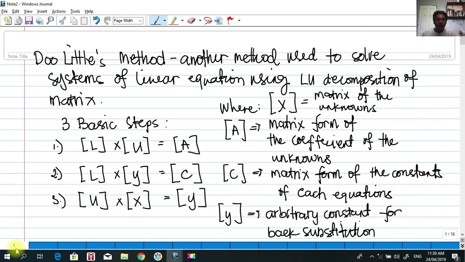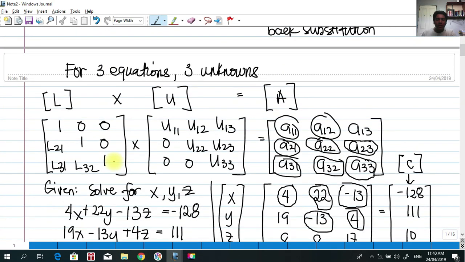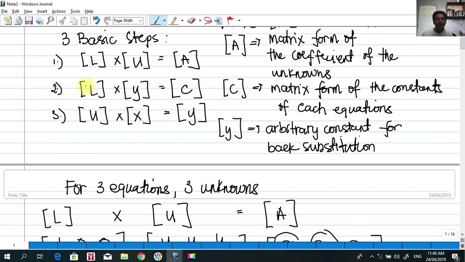Of course, our derivation of formulas here for the unknowns of L21, L31, and U's are only for 3 by 3. So for 4 by 4, we will be doing another multiplication here for the first step, then get the values of L and U's, and of course, perform these steps again.